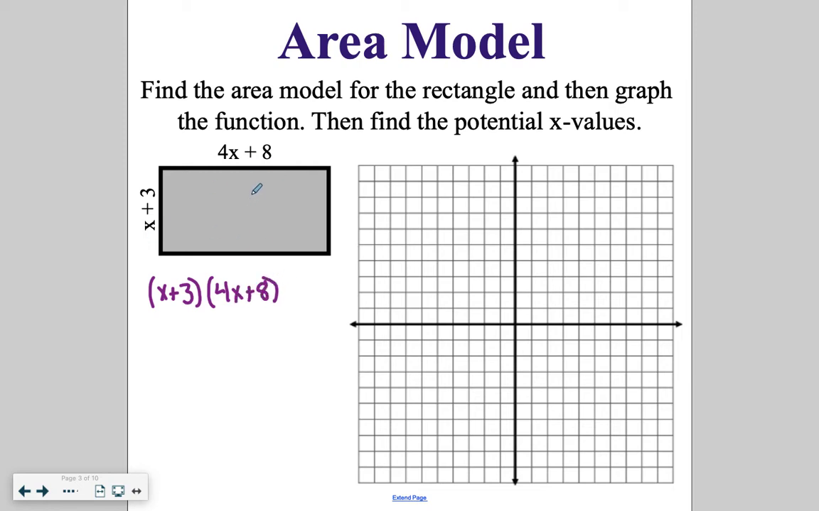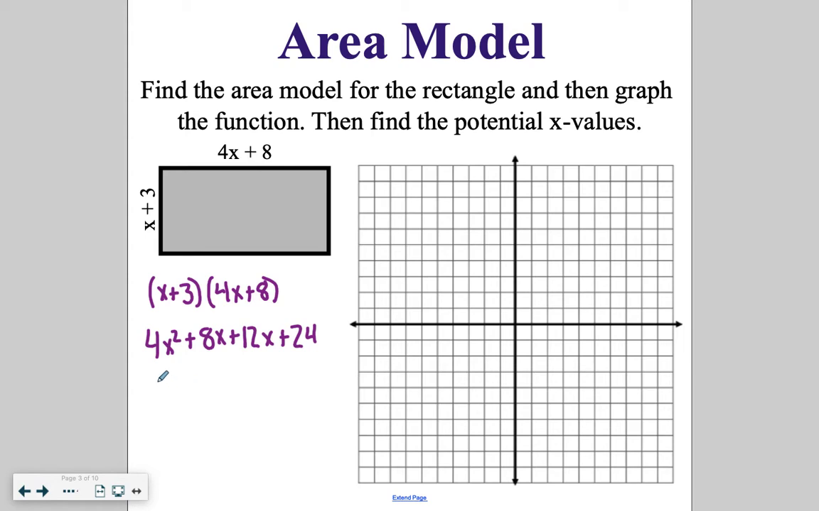So we know in order to find the area of a rectangle, it's going to be base times height. So our base and our height. So first we're going to start with x times 4x, which is going to give us 4x squared. Then we're going to go to the outside, x times 8, so plus 8x. Then the inside, 3 times 4x, plus 12x. And then last, 3 times 8, so plus 24.